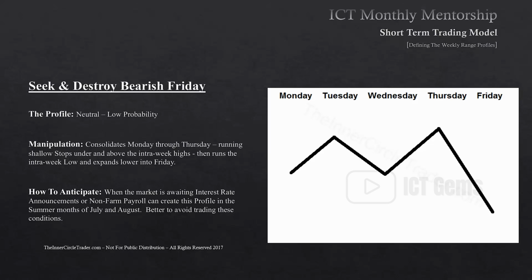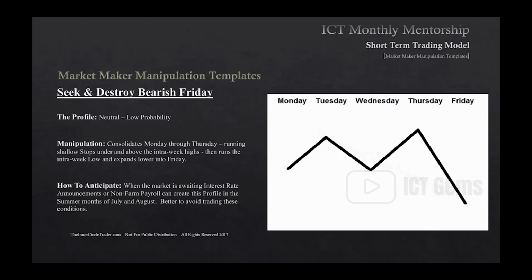It's better, again, to avoid these conditions. What we're looking for is the outcome of this. We're not looking to trade it. So we're looking for the market to create a consolidation Monday through Wednesday, and then build a liquidity pool of buy stops intra-week. And on Thursday, we anticipate that market to be taken up to that level, taking out the buy stops, and a run on high and/or medium impact news usually is the catalyst for that.